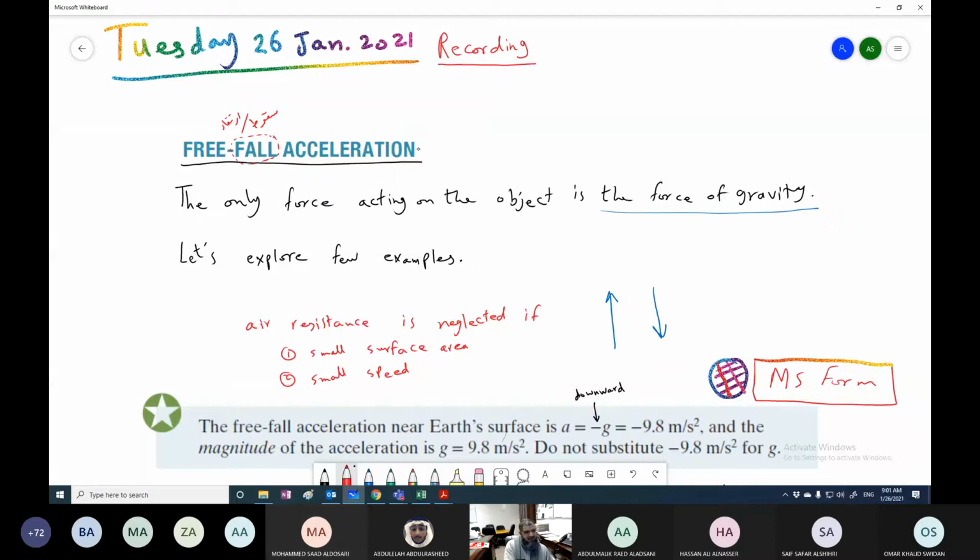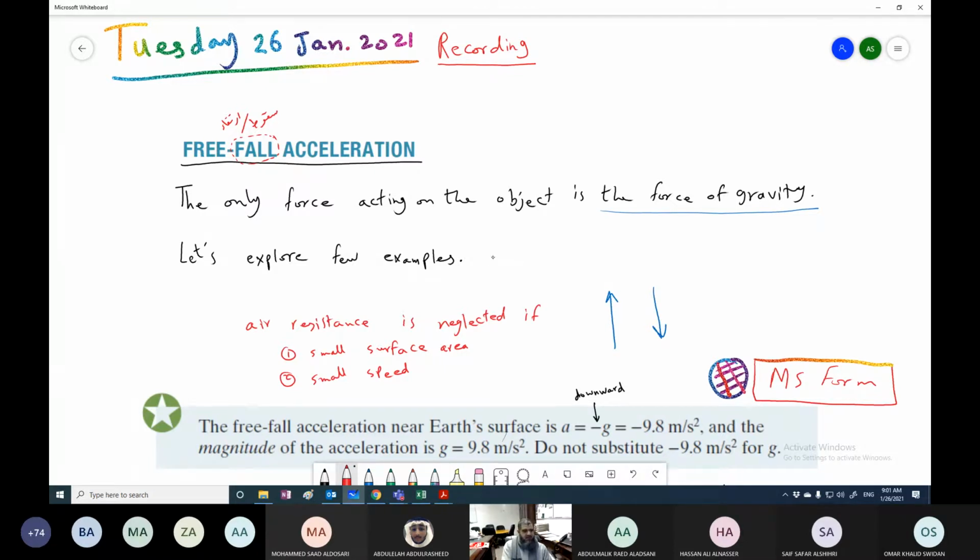It can be both. Both can be dealt with as free fall. And we said that is the motion when the only force acting on the object is the force of gravity. And I gave you 3 examples.